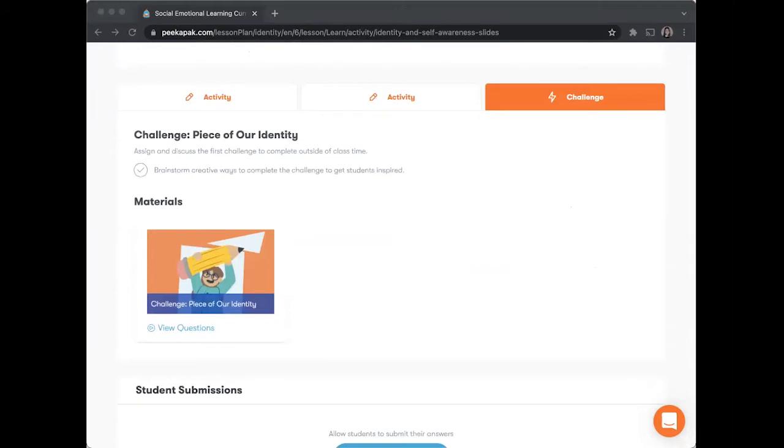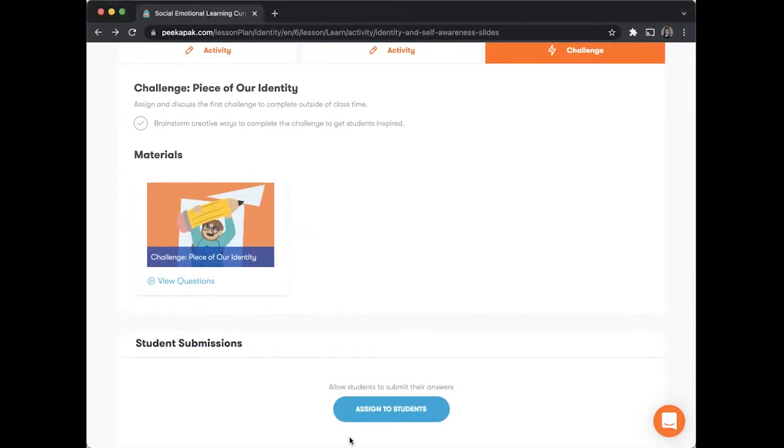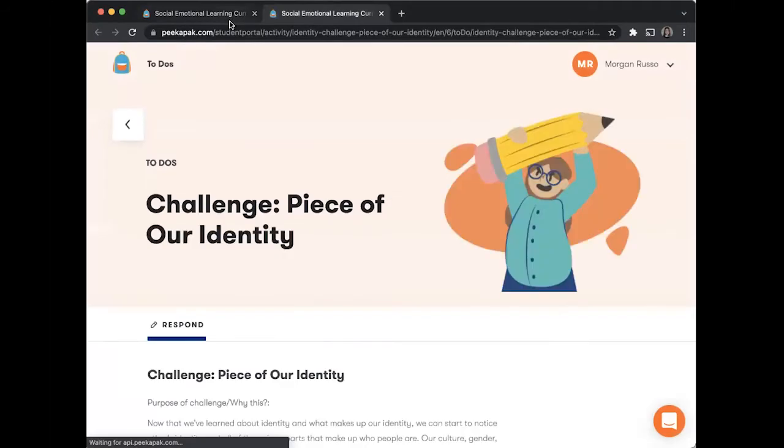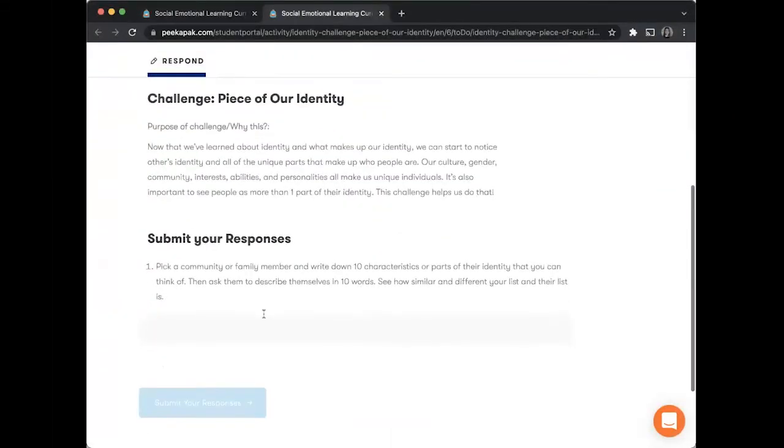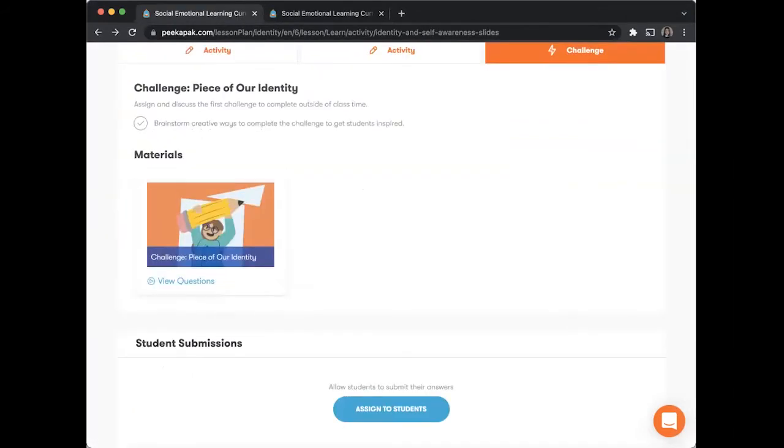And challenges are short activities or thought exercises that are meant to be completed outside of school time. These help children translate and apply the skill into their own lives. And then it asks them to do a short reflection about their experience completing the challenge. So again, you can assign that challenge to students, and if you wanted to see what that challenge looked like, you would click here and see what students are going to be looking at themselves and how they can take a moment to reflect.